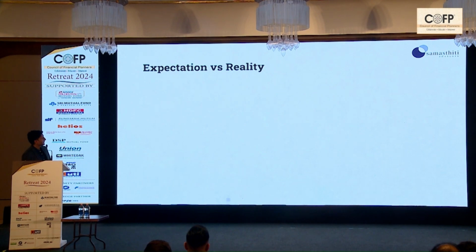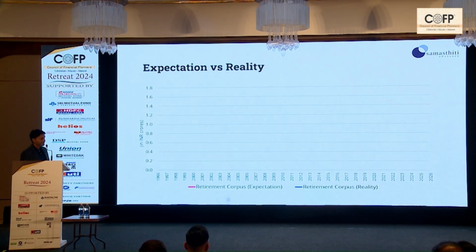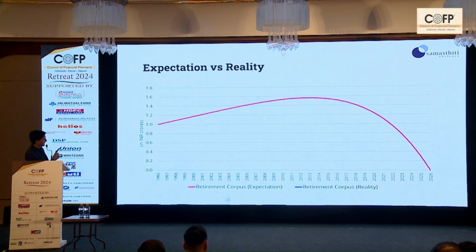So this is a graph. So this is a time scale. So let's look at how things panned out for Shalini. This is the pink line. That is the expectation. So when Maya drew her financial plan, this was the expectation.